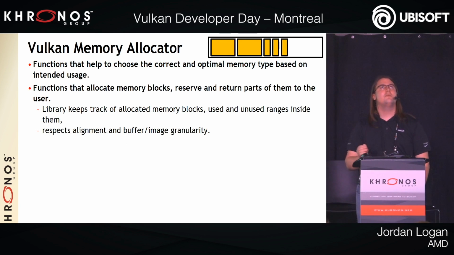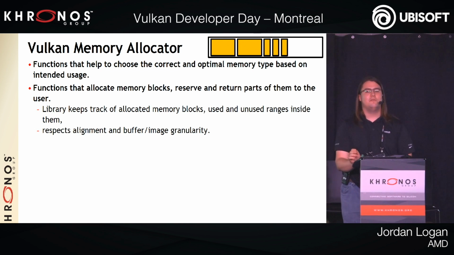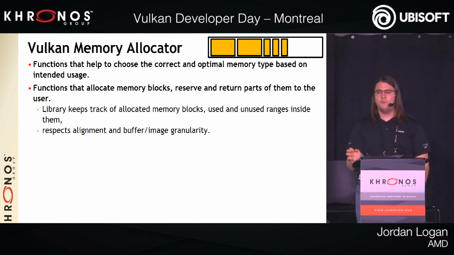So I'm just going to talk real quick about this. The main idea behind this is to pick the correct memory type based off of some usage flags that everyone was used to from previous APIs, and also to handle all that sub-block allocation.